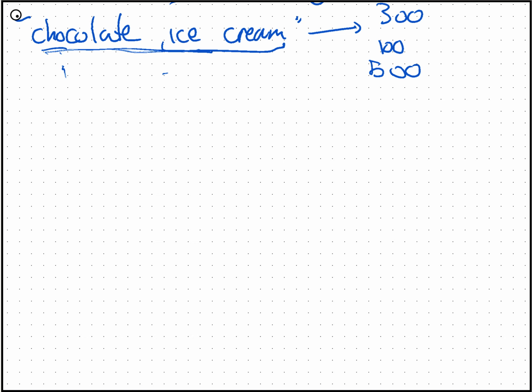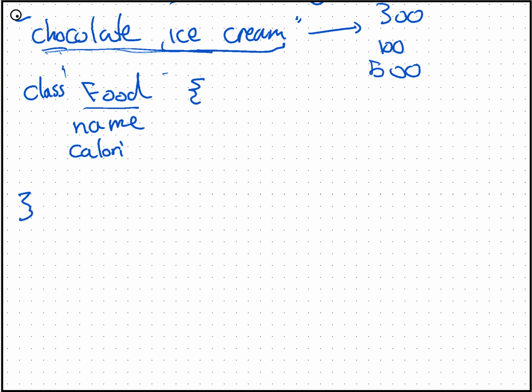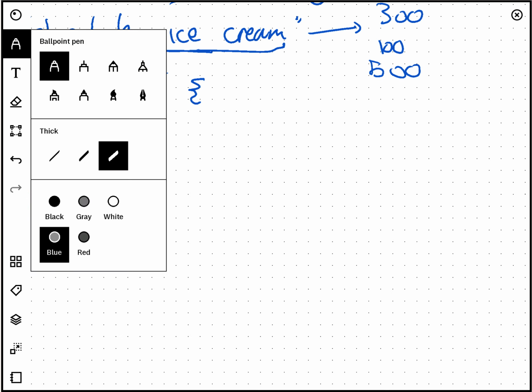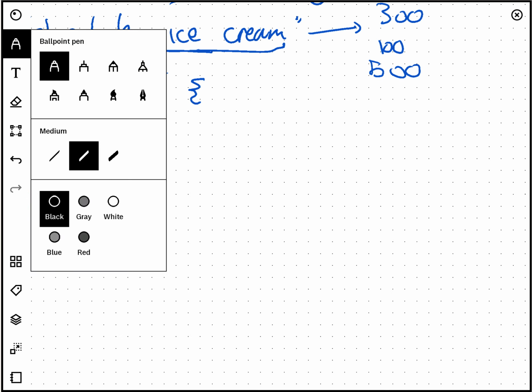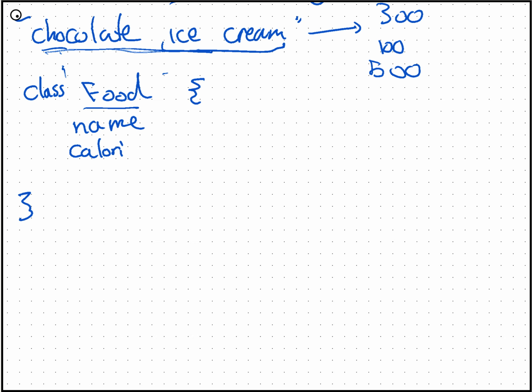So luckily, we have a food class. So we can say class food. It already has a name and it already has a calorie. So all we need is for a person class to have a food as a favorite food. Does that make sense? Yes, it makes sense.